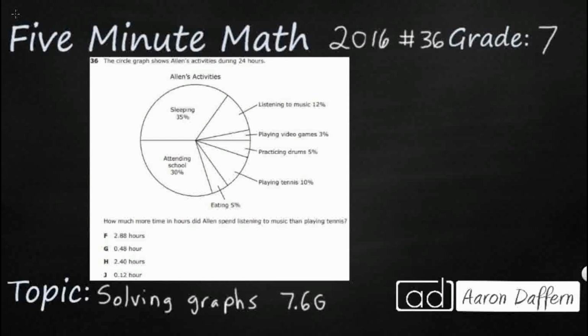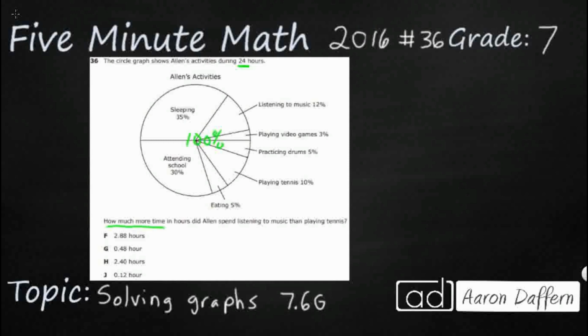So we have a circle graph, and we've got 24 hours. So that's going to be very important. We've got sleeping, attending school, but you notice it's all in percentages. So all of these percentages, if you add them all up, they all equal 100%. So this is going to be 100% total of the 24 hours if you add up the 35, 35, and all that. So how much more time?